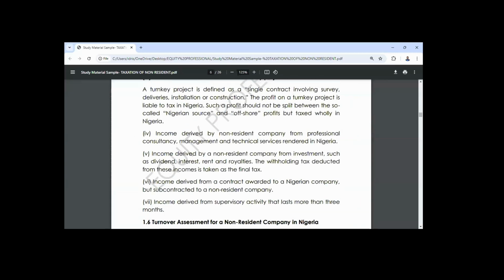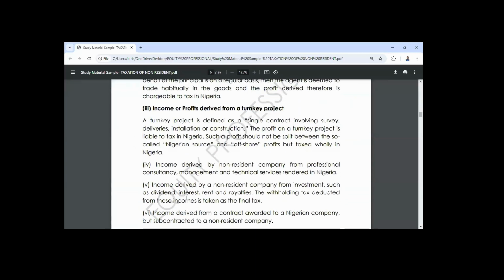So that is that. Another circumstance where a non-resident company will be liable to tax in Nigeria is where the non-resident company derives income from professional consultancy, management, and technical services rendered in Nigeria. In such a case, they will be liable to tax in Nigeria. But for all these kinds of services that they render in Nigeria, the type of tax that they will collect from them is withholding tax. They will not collect company income tax, education tax. They will not ask them to come and be filing a tax return or prepare audited financial statements. No. Because in this regard, they may not have a fixed base in Nigeria. They may not have an office in Nigeria.